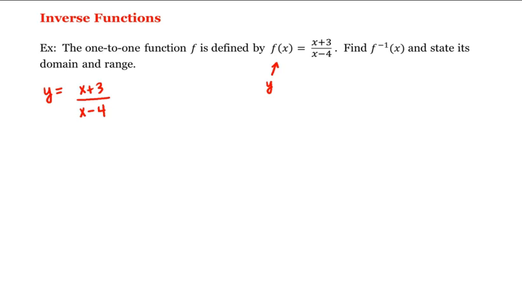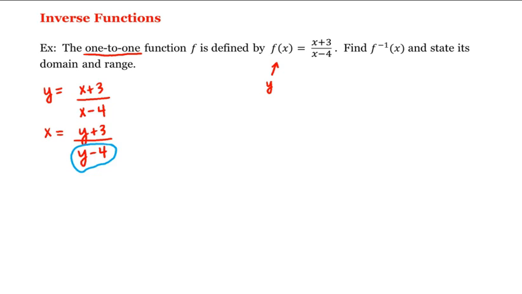And then we interchange the roles of x and y. In other words, wherever we see a y, we put an x, and wherever we see an x, we put a y, which gives us x is equal to (y plus 3) divided by (y minus 4). And now we want to manipulate this equation in order to solve for y. When we do that and solve for y, y will be equal to f inverse of x. And we know we're going to be able to do that because we're given that f is one-to-one and therefore the inverse will exist.